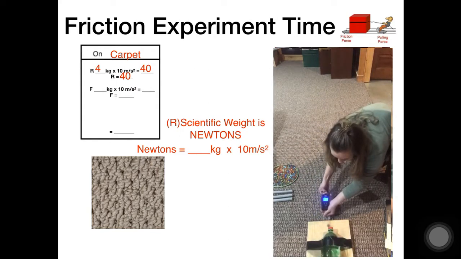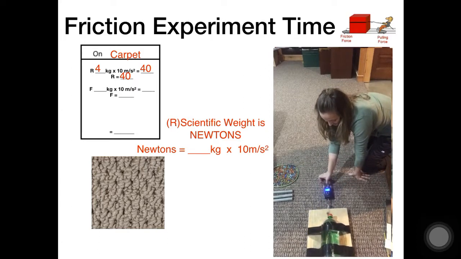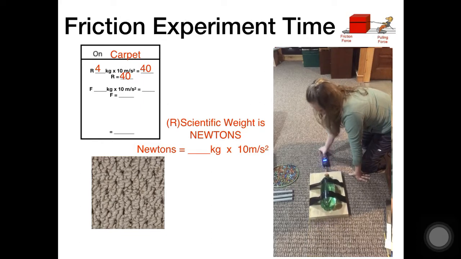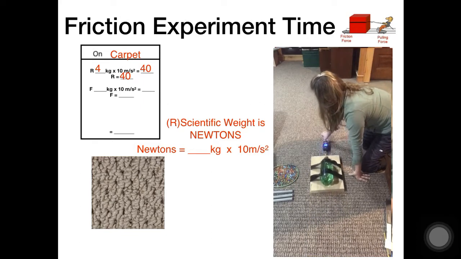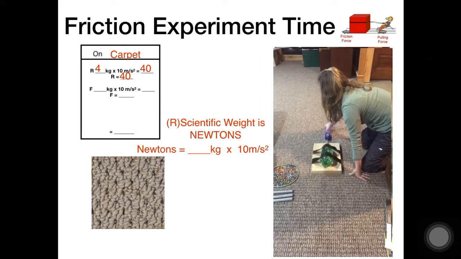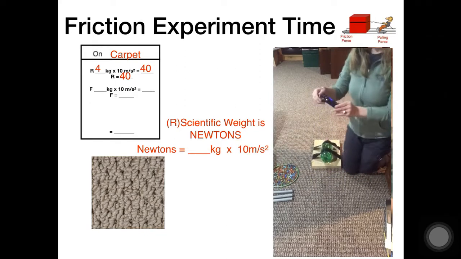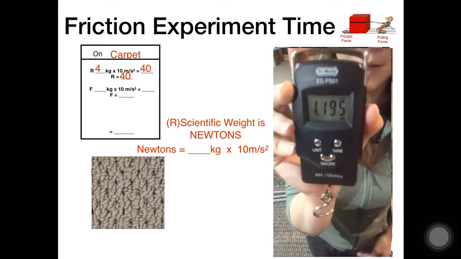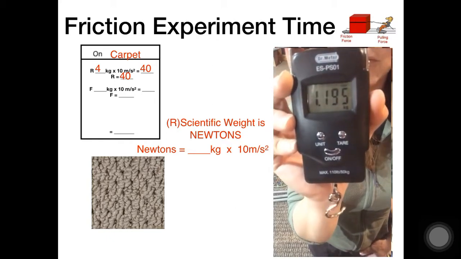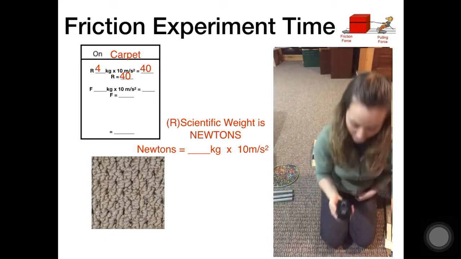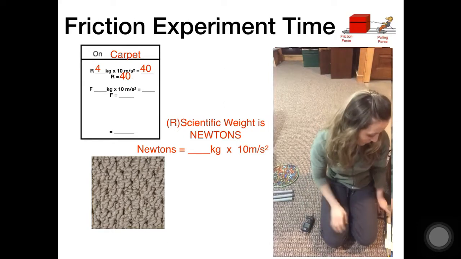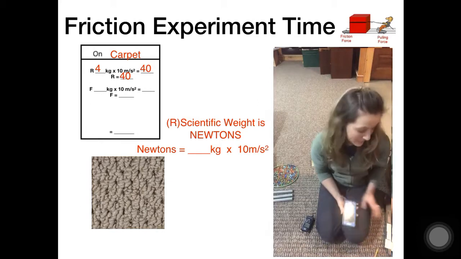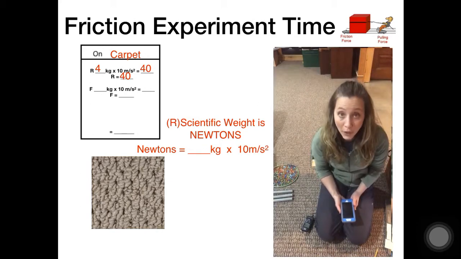And try a third one here. Okay. Our pull time was 1.19, which we will round to 1.2. Okay, so our F is 1.2, and if we multiply that times 10, we get 12.